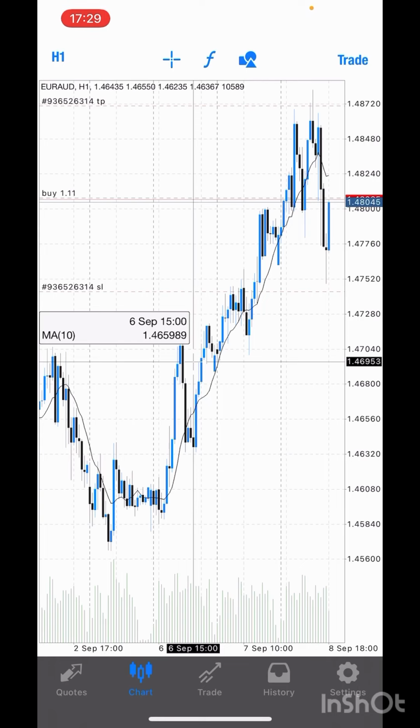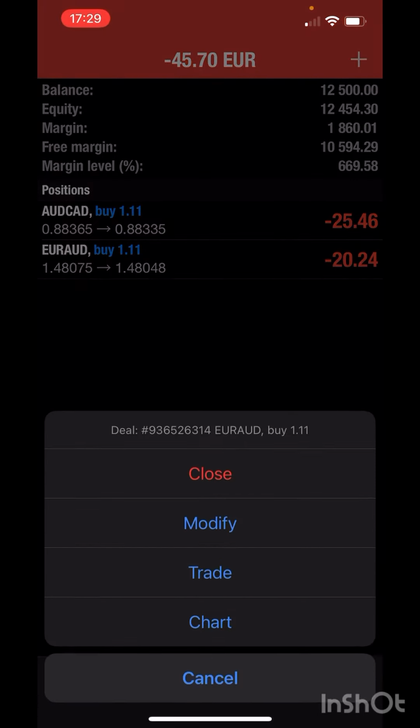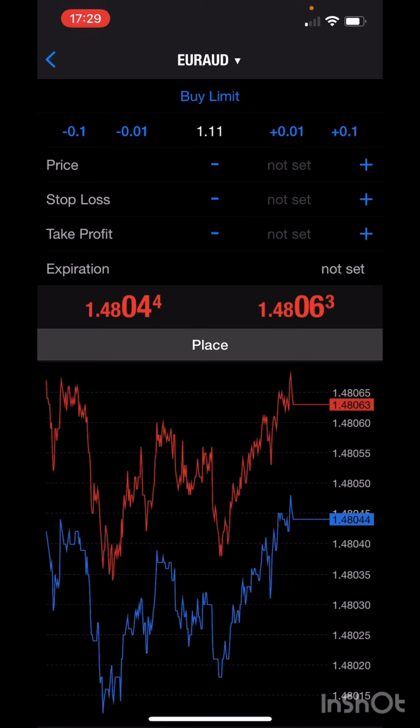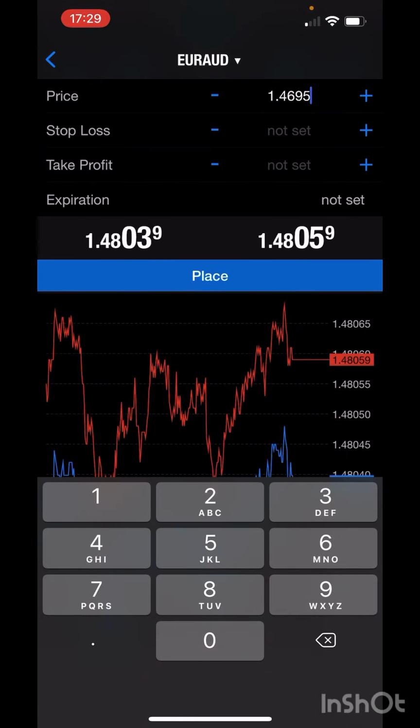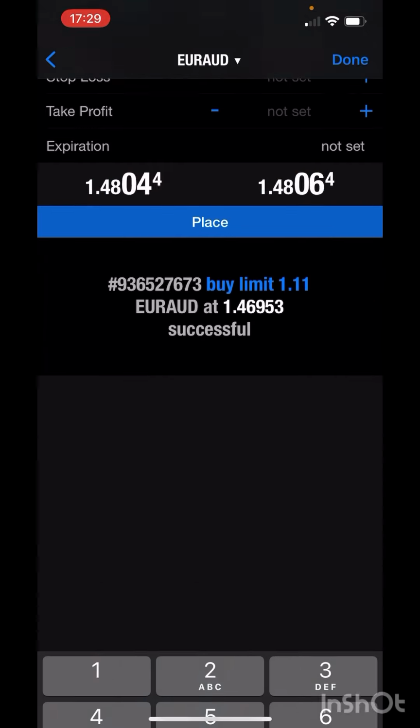So charts, 46953. 46953. Look, it's on buy limit. So price, that wasn't there before, 46953. Because this is my entry price. So look, I can place it.